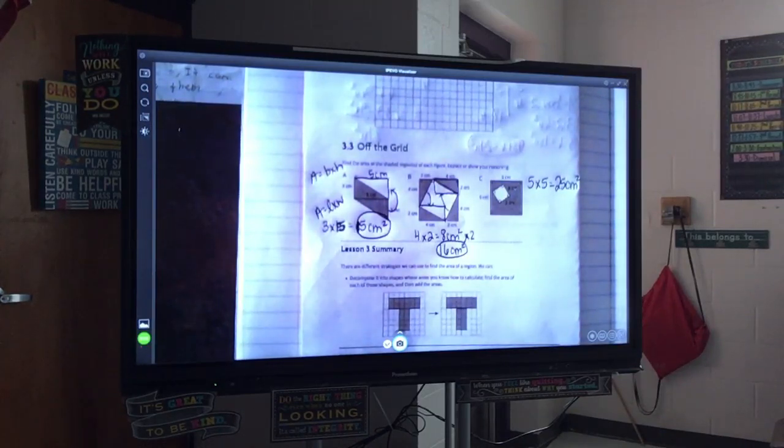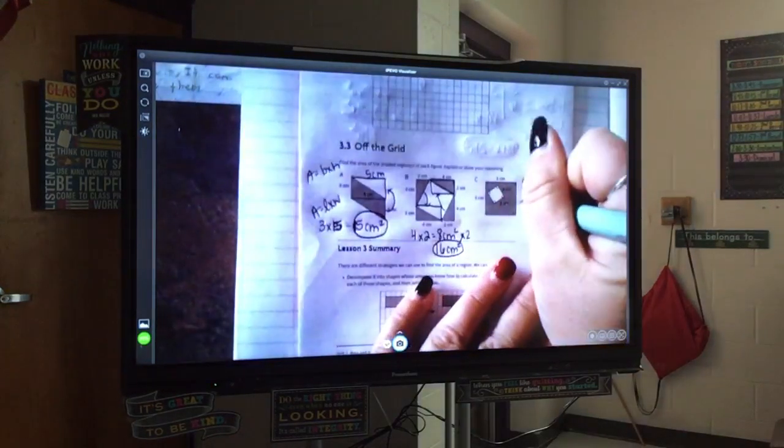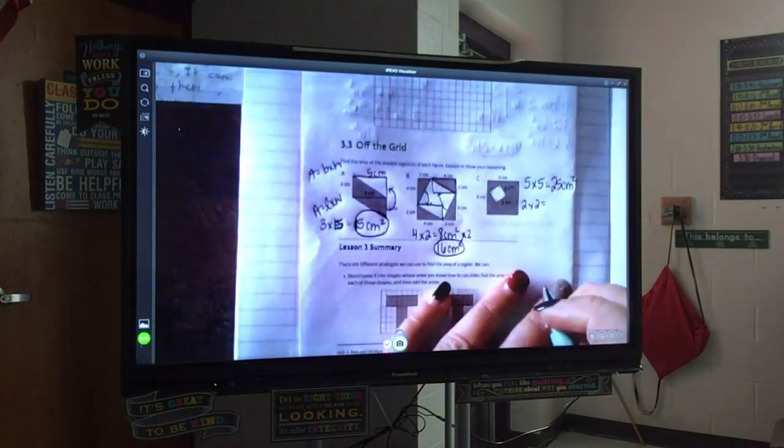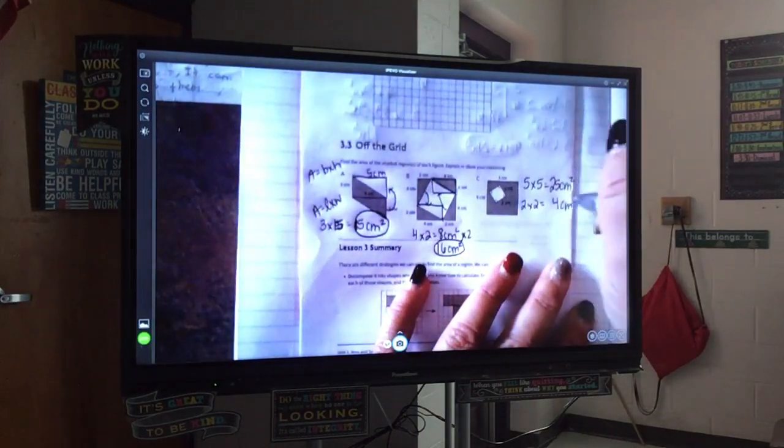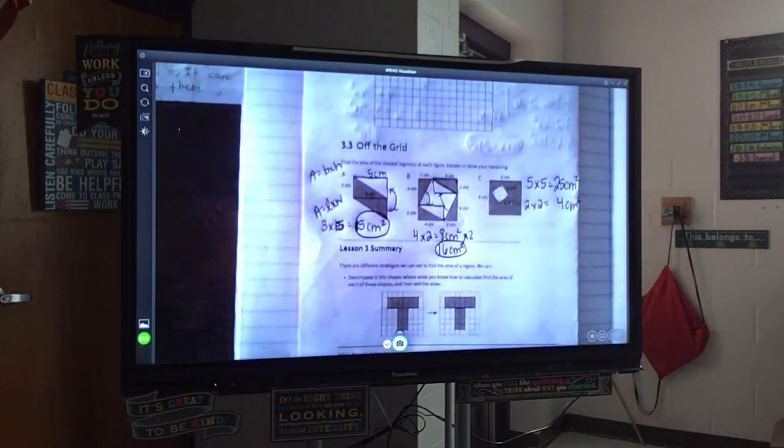Right. So the inside shape, if I look at this inside shape, what do I notice about the two sides that they give me? What's the same about those two lengths of sides? Kylie? So that tells me that that is also a square, right? So then I'm going to do 2 times 2, which gives me what? So 4 centimeters squared. So which one of these is my answer? The 25 or the 4? Ronnie? Nope. Noah? Why?